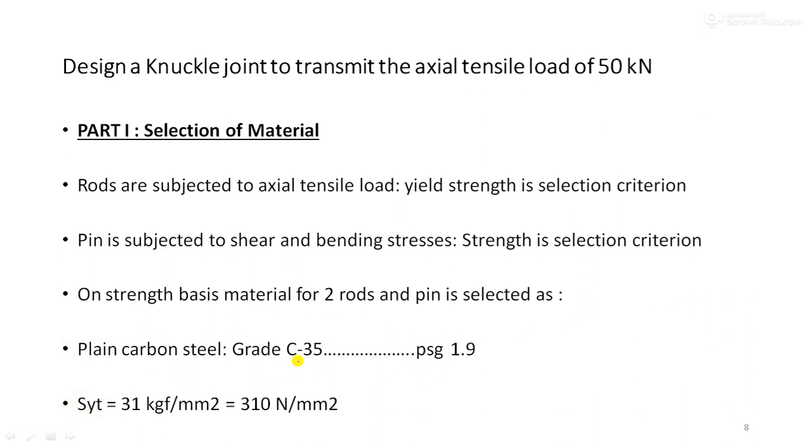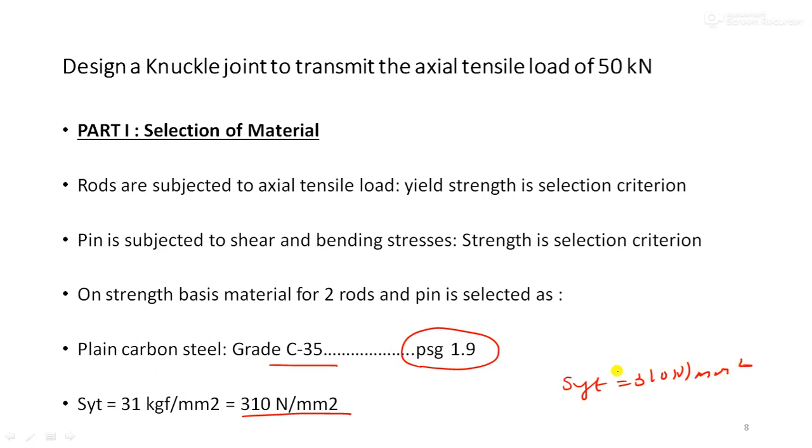I am selecting C35, just slightly higher, because we are neglecting the stress concentration, and that part we will also cover in the factor of safety. For that, yield strength is 31 kgf per mm square, multiplied by 10 gives 310 newton per mm square. So we have selected grade C35 material from PSG data book, which has a yield strength of 310 newton per mm square.